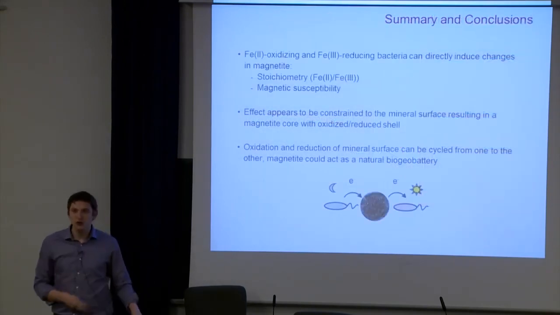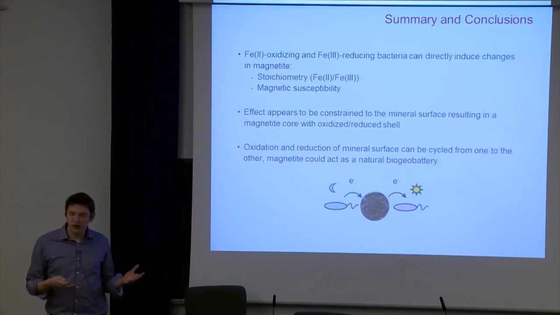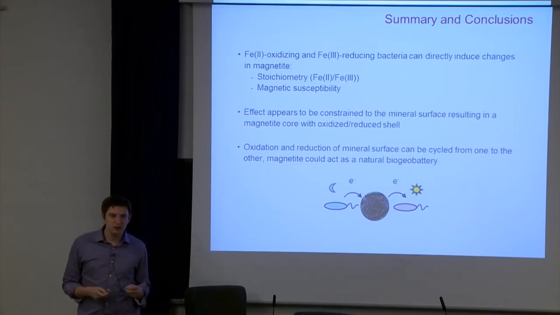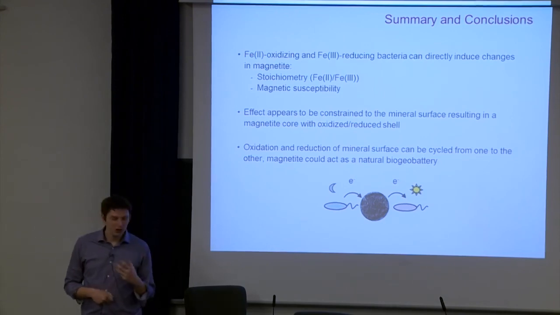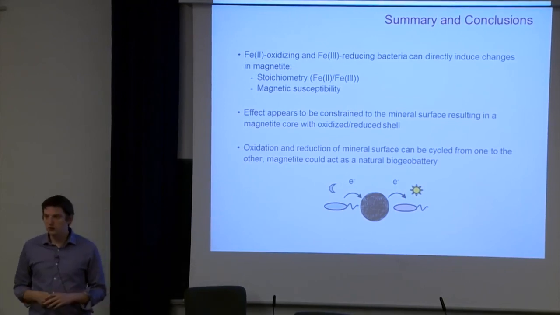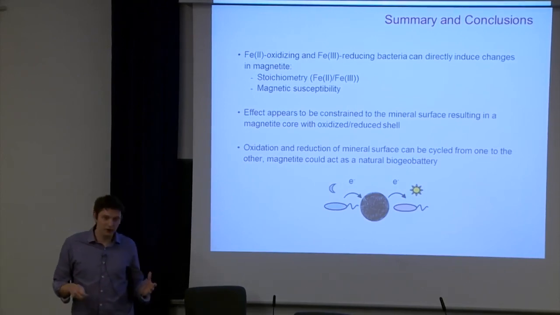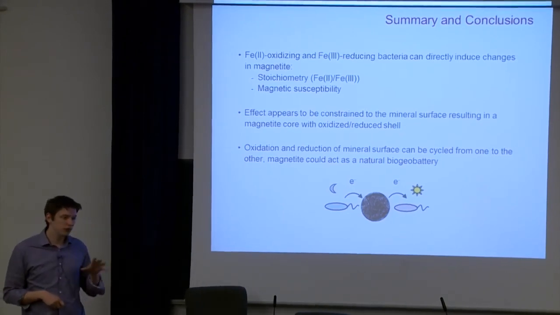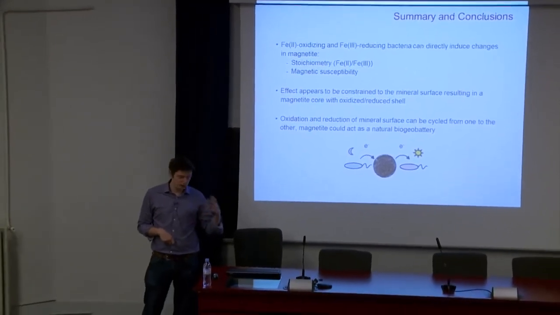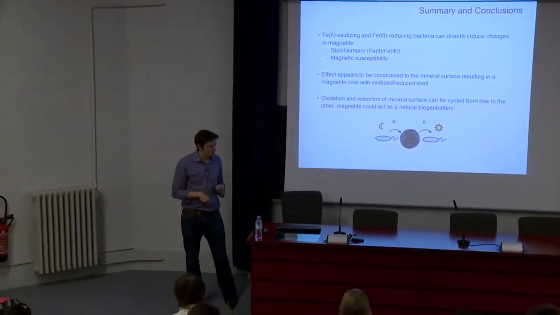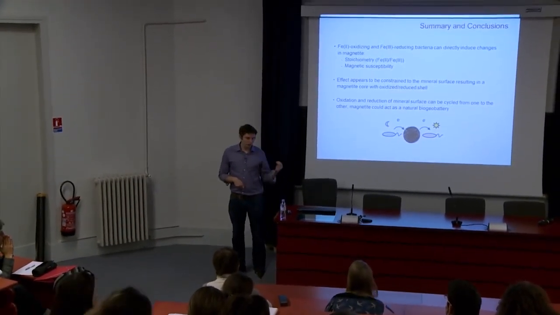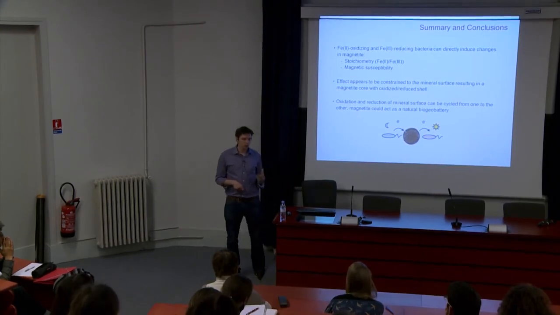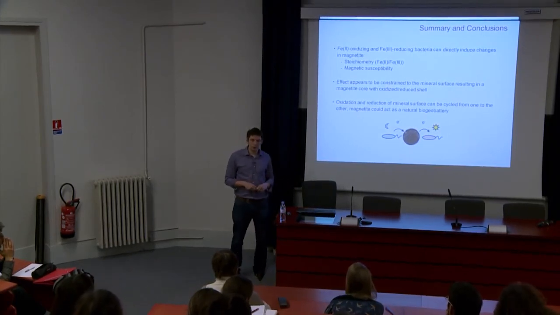But to go back to my work, we've got iron-reducing and iron-oxidizing bacteria, these iron metabolizers. They're able to induce changes in the stoichiometry of magnetite. They can change the magnetization. And at the moment, we think this is constrained to the surface. Of course, the way of testing this would be to use larger crystals. I have done some experiments with this, and we've got tentative evidence that supports the idea that it's a surface-constrained effect. And finally, we believe that this can be cycled from one phase to another, oxidation or reduction, supporting the idea of magnetite being used as a biogeobattery.